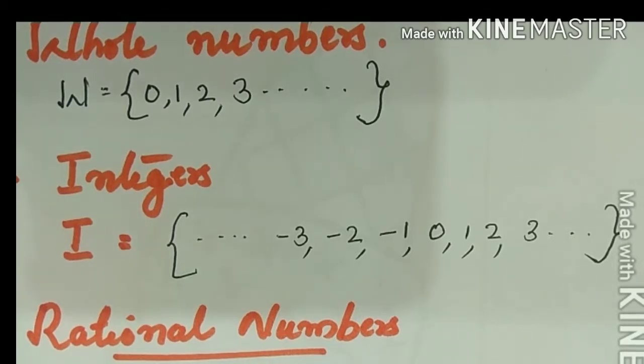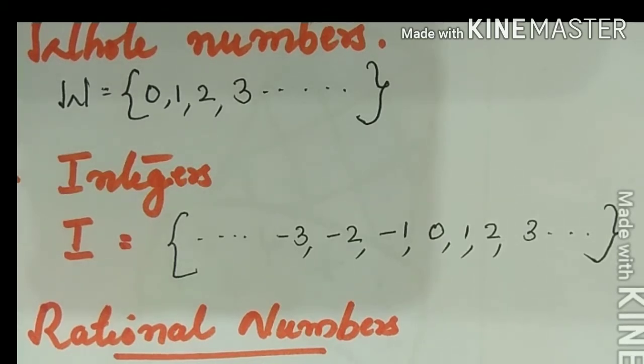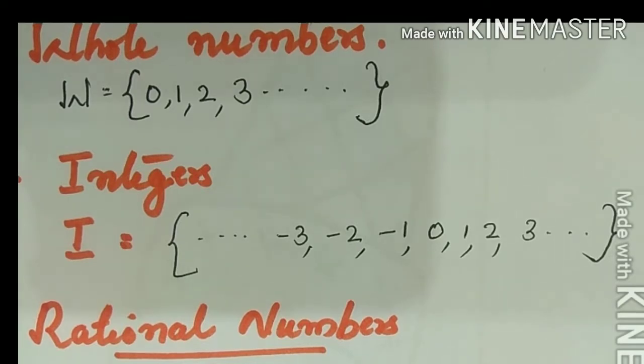Let me repeat once more. This is the definition of rational numbers. A number which can be expressed in the form of p by q, where p and q are integers and q is not equal to 0, such a number is called a rational number.